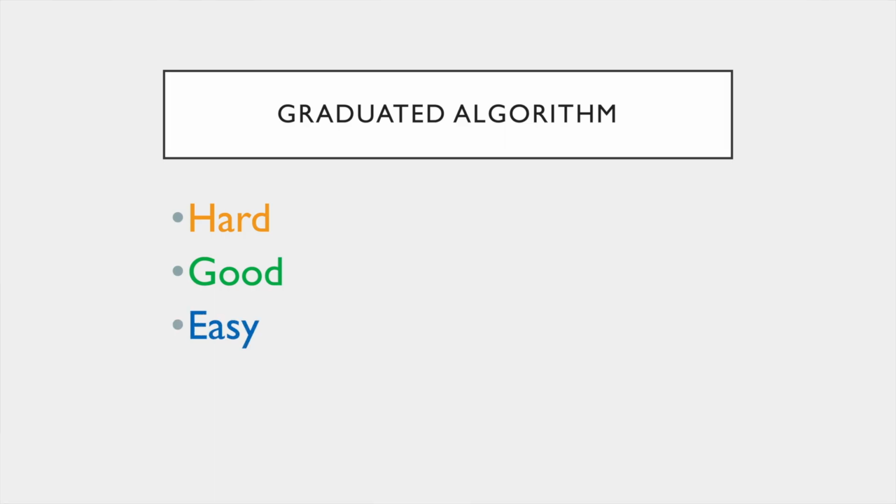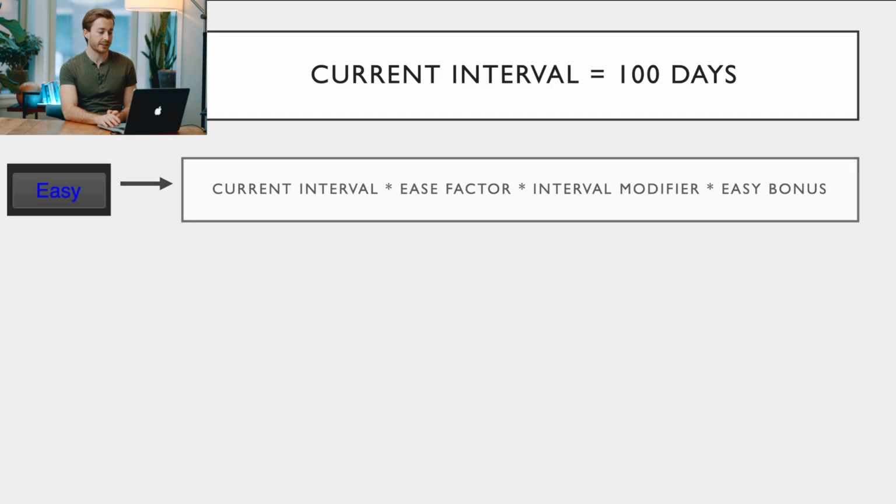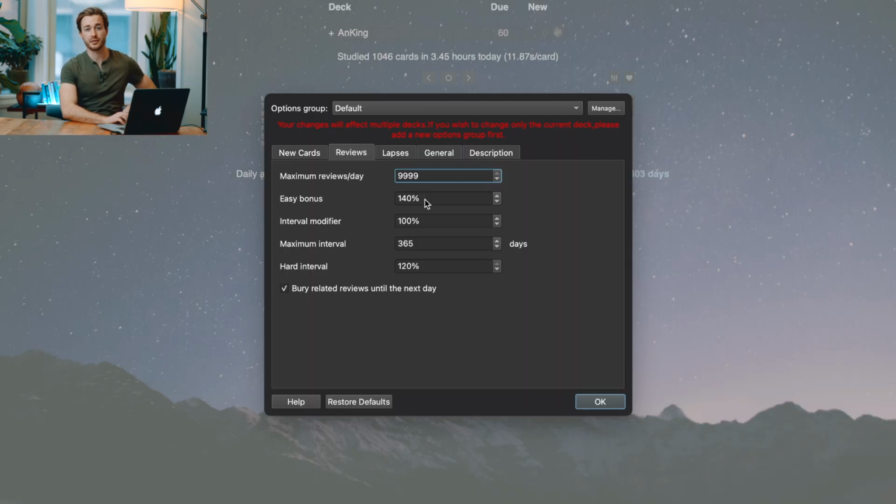So now, we have that same card at 100 days. What happens if we hit easy? Well, if we hit easy, it goes into a different equation, which is the current interval, we know. Ease factor, we know now. Interval modifier, we know, and then there's this new number called easy bonus. And all the easy bonus is something you set for yourself right here in the review.